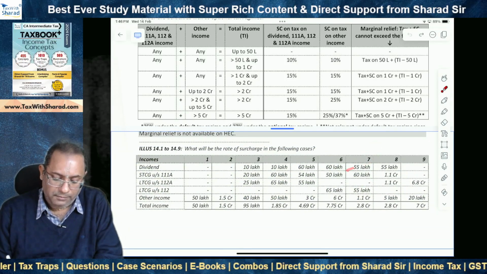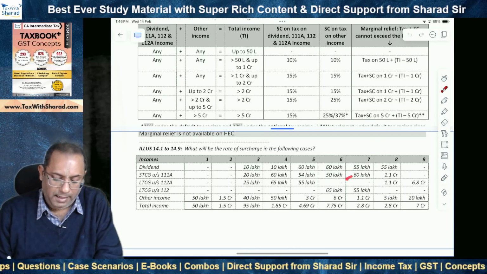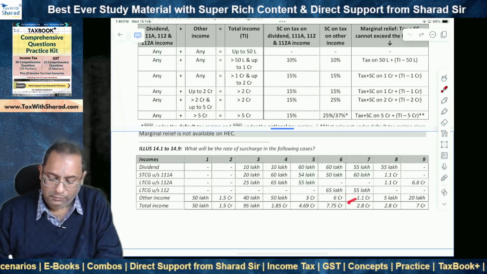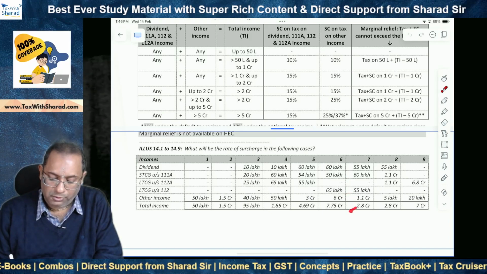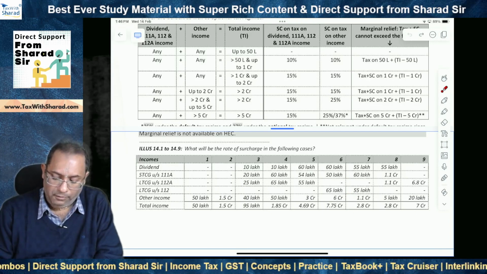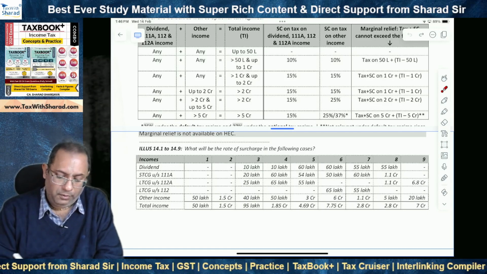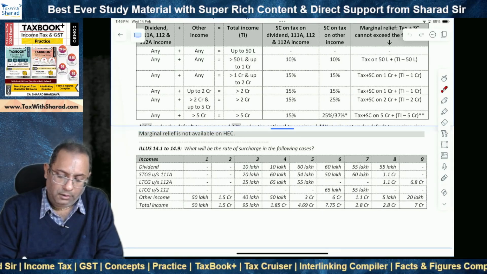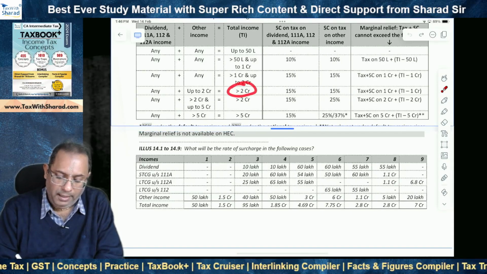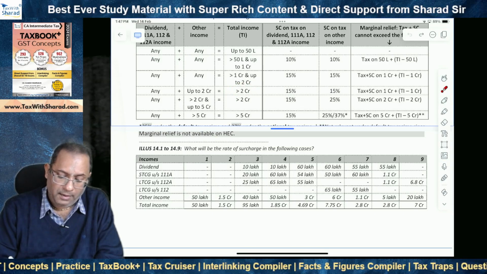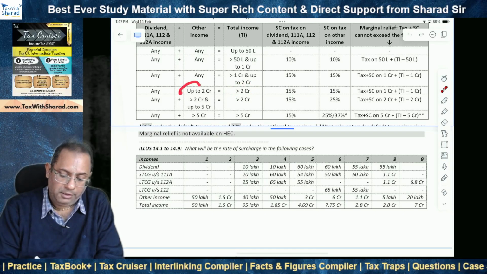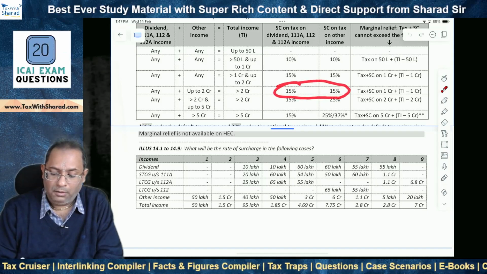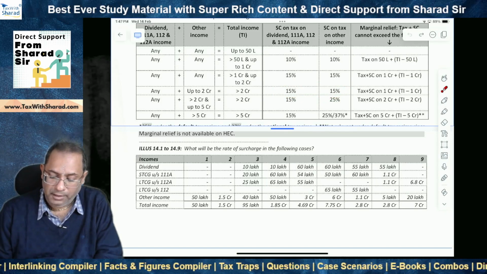Number 7. Dividend 55 lakh, 111A STCG 60 lakh, and 112 LTCG 55 lakh. Other income is 1.1 crore and total income is 2.8 crore. So what will be the position? Total income is more than 2 crore, and the other income is 1.1 crore, that means up to 2 crore, and therefore the rate of surcharge on tax, whether on special or on other income, will be 15%.